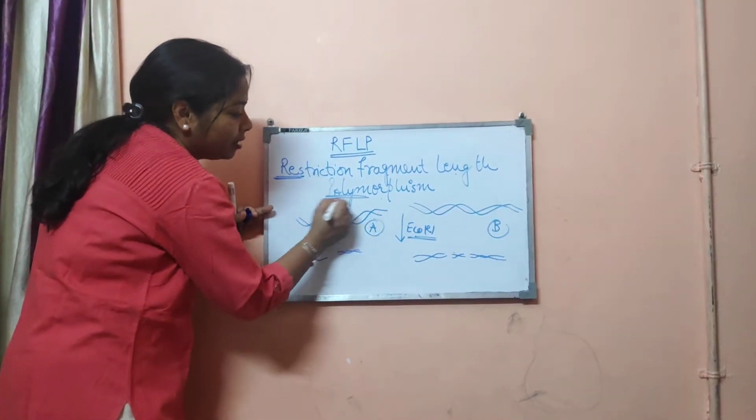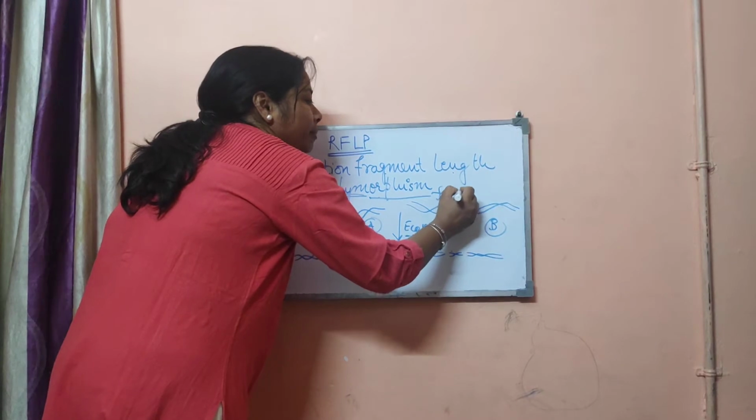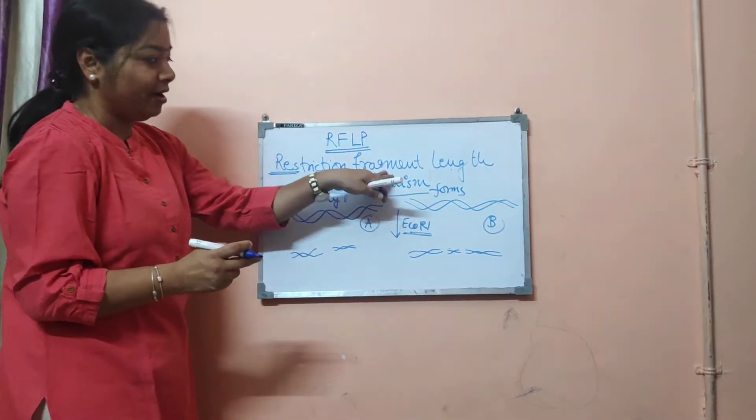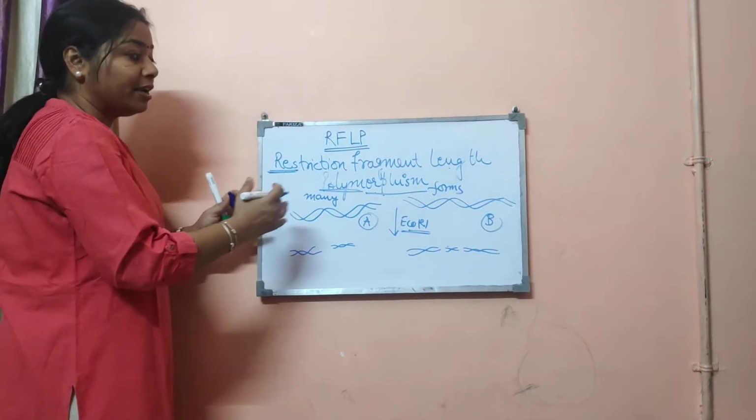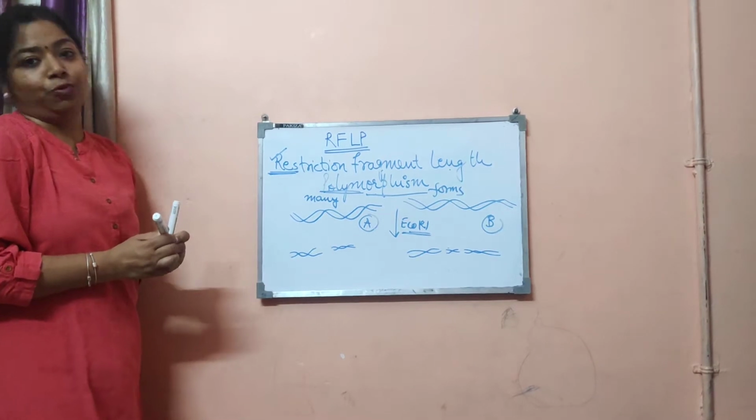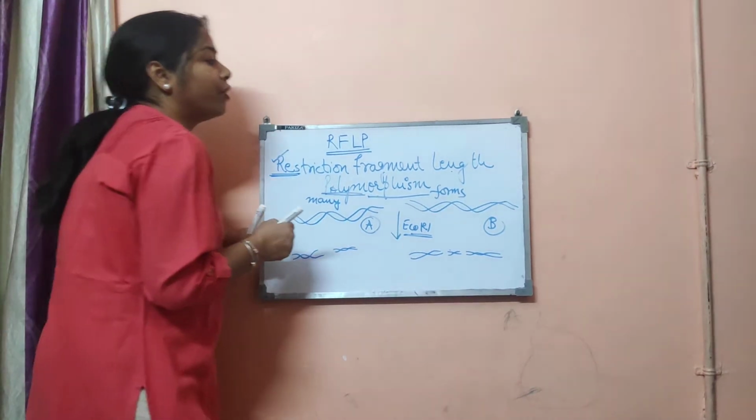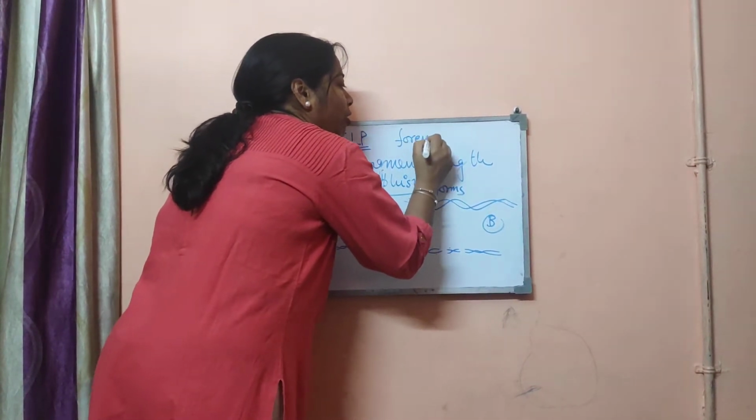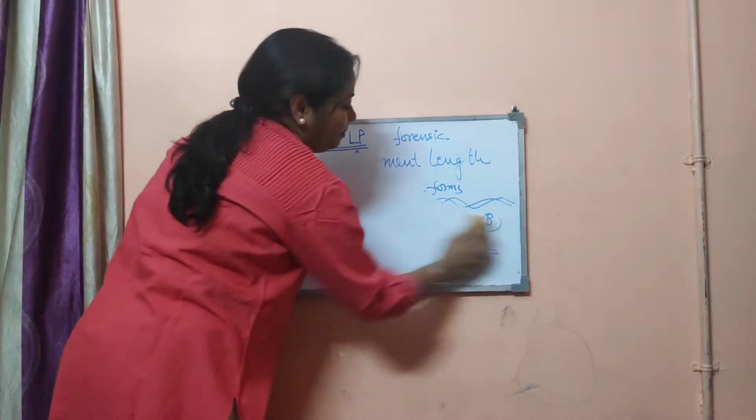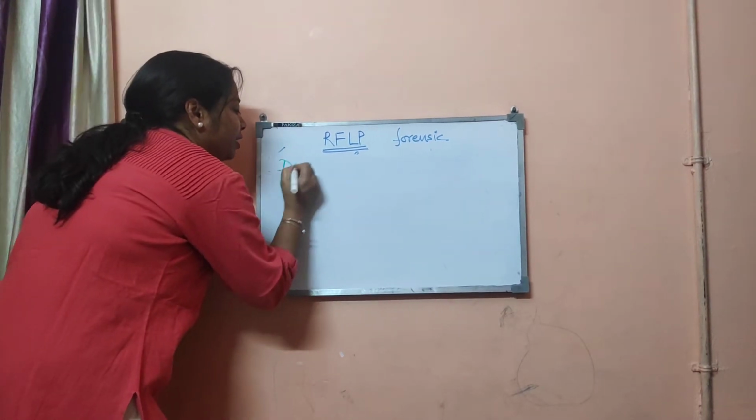Poly means many, morphism means forms. It means we are getting fragments whose lengths are of different sizes when they are cleaved with a particular restriction endonuclease. And this RFLP is used in forensics and is also known as DNA fingerprinting. This is the basics of DNA fingerprinting.